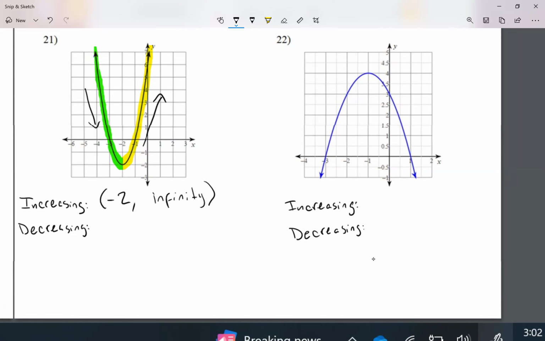Now decreasing. Where did we start? I have no idea. It was coming down from who knows where. So we're going to write from negative infinity, comma. Where did we stop going down? Oh, we stop at -2. Remember, I'm just looking at my x values. We stop at -2. Okay.